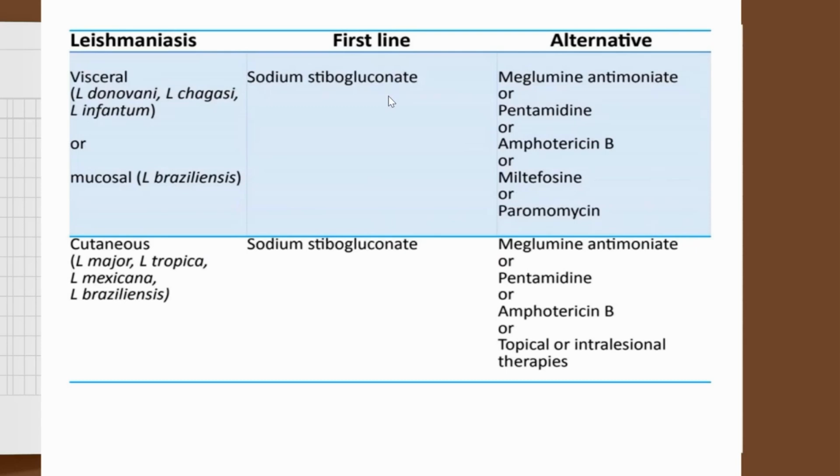If the disease is the cutaneous or mucocutaneous form, it will be given intralesional. If it's systemic, it will be given as systemic IV.